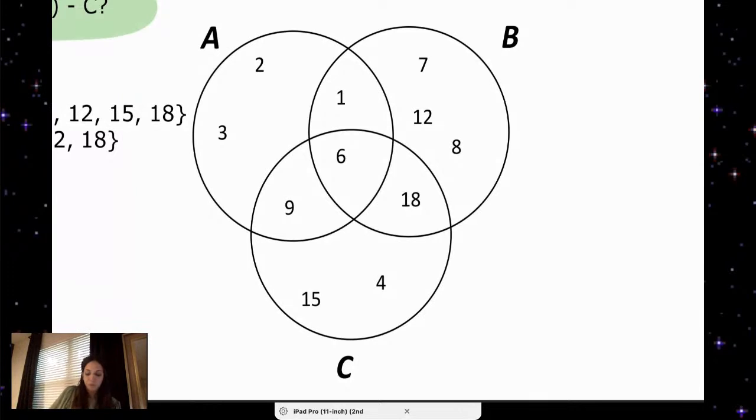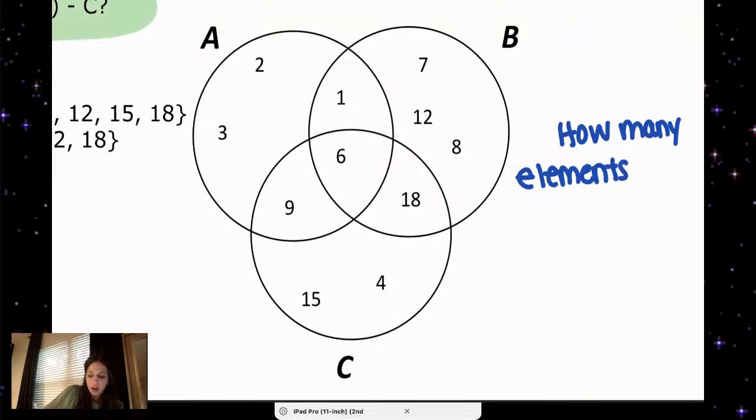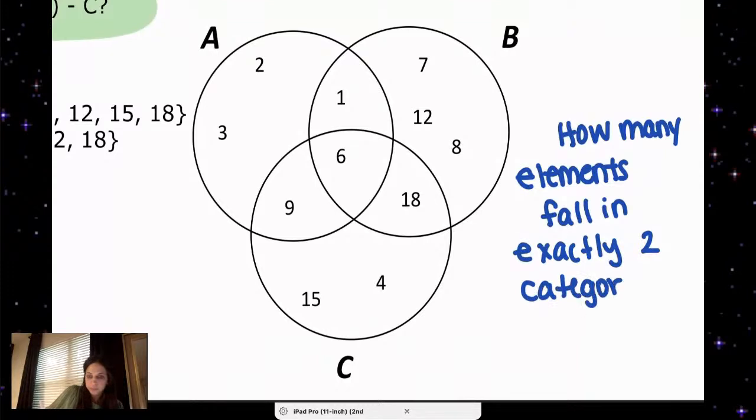So, how many elements, items, whatever you want to call them, fall in exactly 2 categories? I'll give you a minute to think about that. How many elements fall in exactly 2 categories?